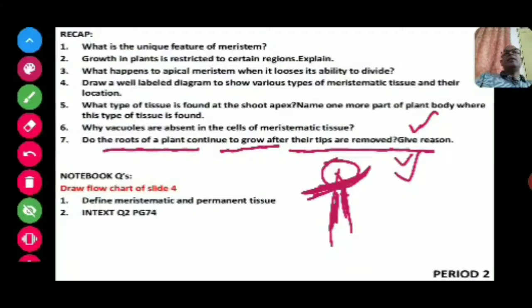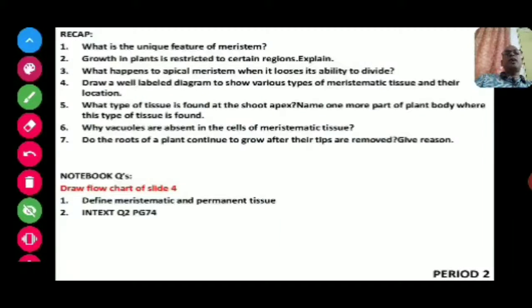Now there is some homework. You have to draw the flow chart of slide 4, which I have already told you. Another one is you have to write down the meristematic and permanent tissue definition, and there is one in-text question number 2, page number 74. You have to write it in your copy.